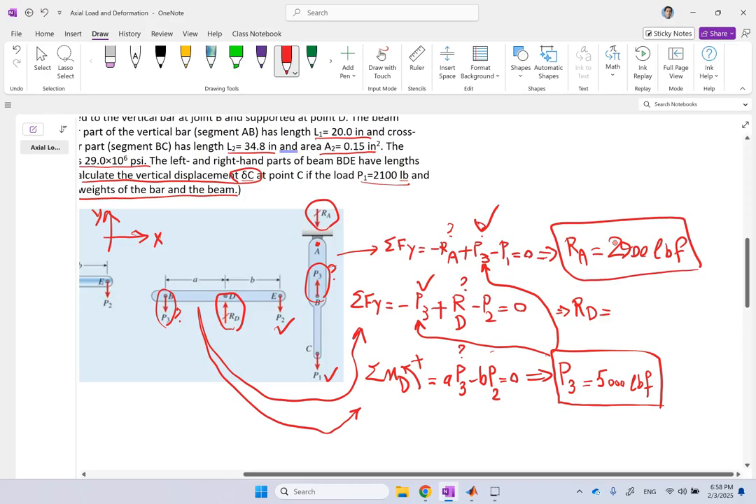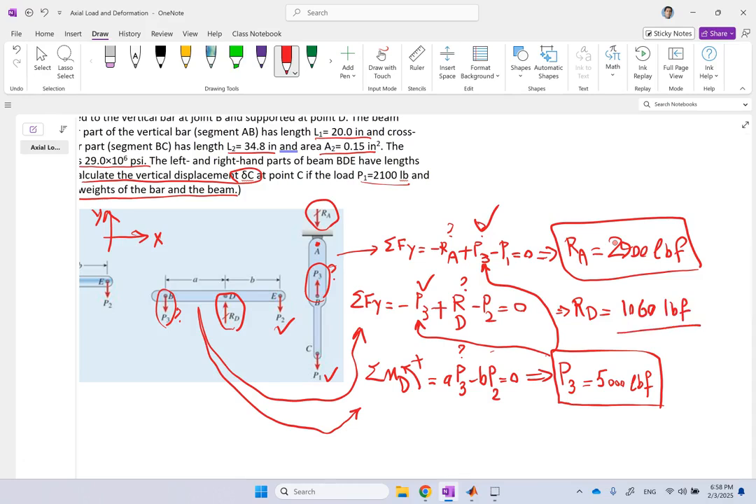And again, I can solve for the other one, that is going to be P2 plus P3, right? And that is going to be 10,600 pounds. Which again, I don't care about this one, but this one is important, this RA 2900.